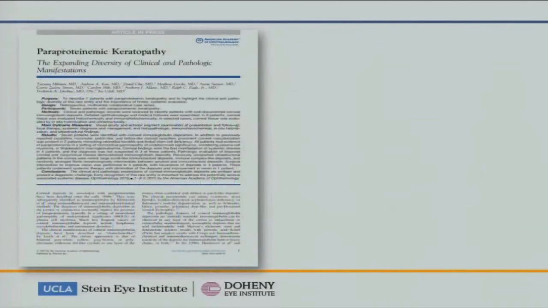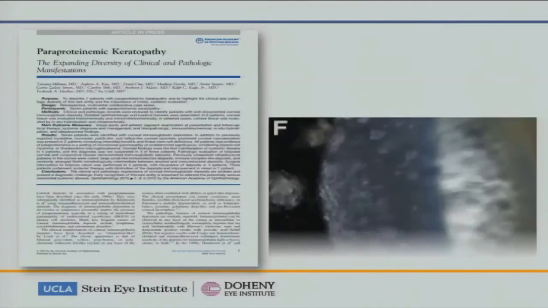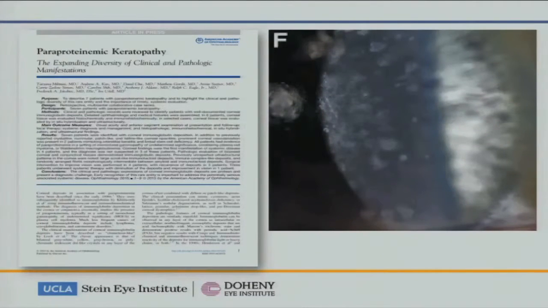And this is a paper we published in Ophthalmology just about 2 months ago on this condition. It's called periproteinemic keratopathy, where you have these myeloproliferative disorders associated with corneal opacification. One of the cases looked a bit similar to the case I just showed you here, this patient from New York.